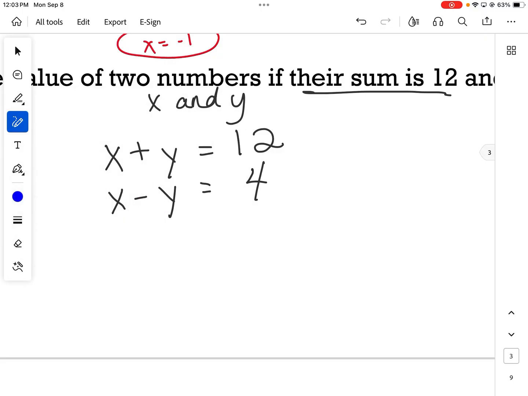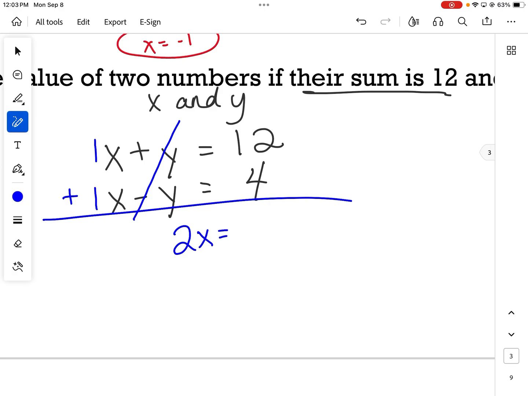So then we would need to see if we can solve the system. Aren't the y's already the same, but opposites? So we don't have to multiply anything. So this is going back to like what our original problem would be. So y minus y, 0. 1x plus 1x is 2x. 12 plus 4, 16. Divide by 2, x equals 8.